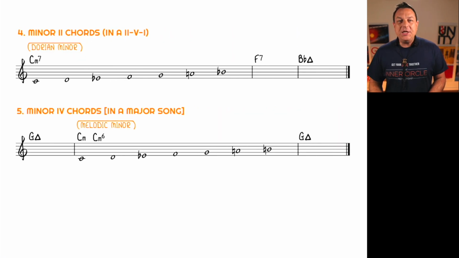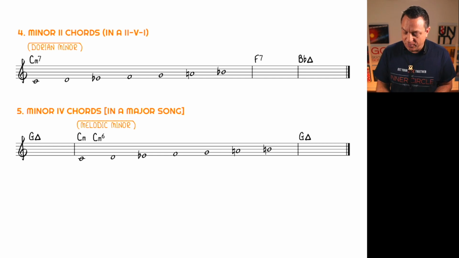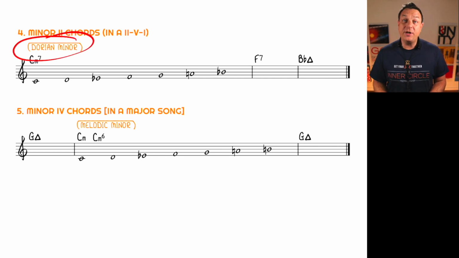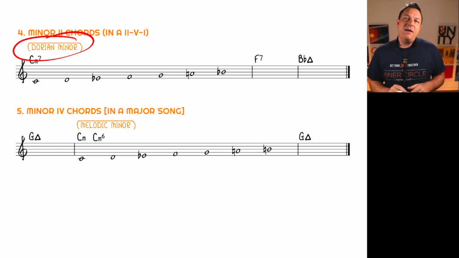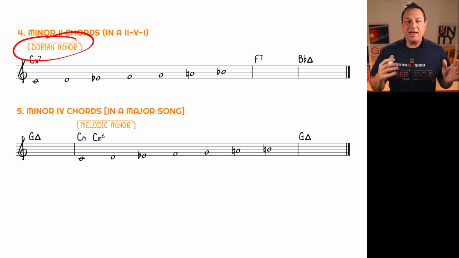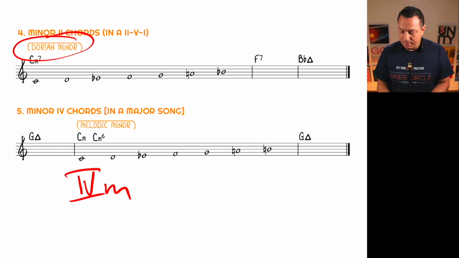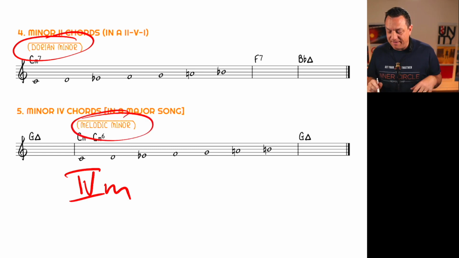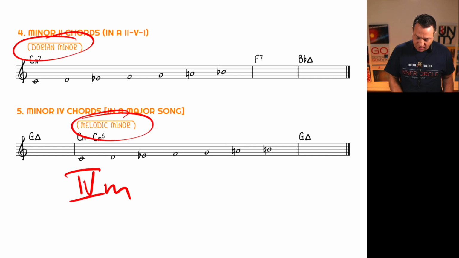If you are playing a 2 chord, a minor 7 2 chord within the context of a 2-5-1, you're going to use the Dorian minor scale, which is natural 6 flat 7. And finally, if you are in a major key, but you're playing the 4 minor chord, then you will use the melodic minor scale to emphasize the majorness of the key that you are in.